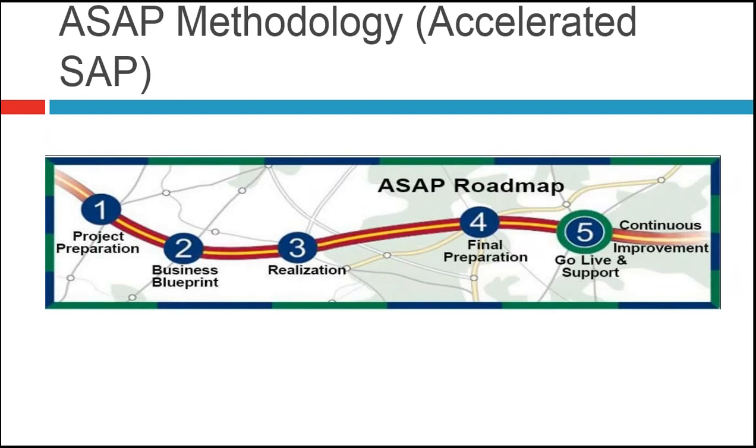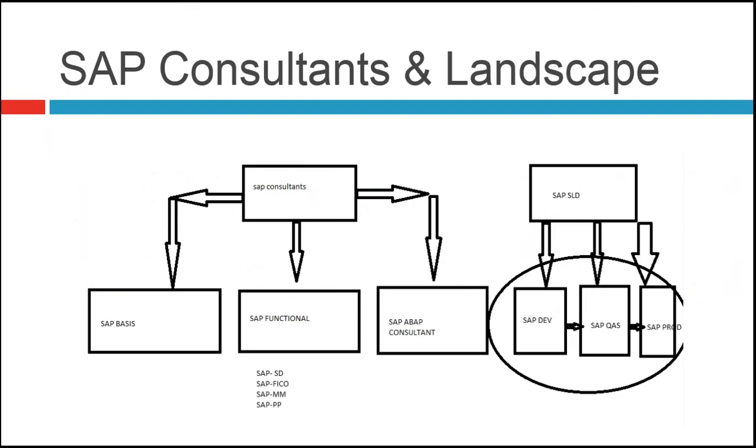All over in the realization phase, they'll be developing the code. Where exactly will they be developing the code? Here in SAP, we have an SLD, system landscape directory, where you have all the servers: SAP development servers, SAP quality assurance servers, and SAP production servers. They'll be developing the code in the SAP development server.